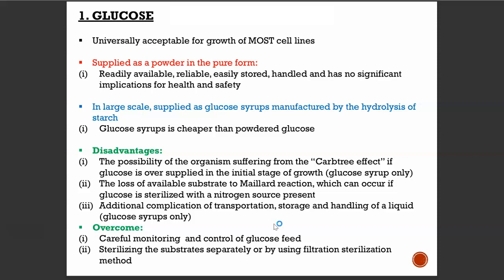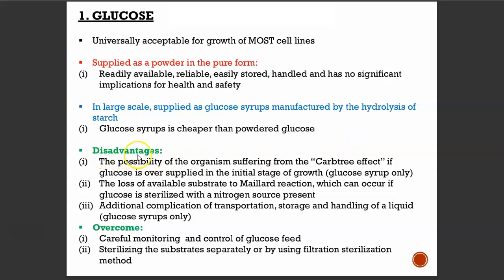Number one, the most favorite and easiest for the microbe to consume is glucose, and this is also our body's favorite energy source. Universally acceptable for growth, supplied as powder in pure form, readily available, reliable, easily stored, and so on. In large scale, it is supplied as glucose syrup, manufactured by the hydrolysis of starch. Glucose syrup is cheaper than powdered glucose because you don't have to go through further processing to solidify it via maybe a spray dryer and so forth.